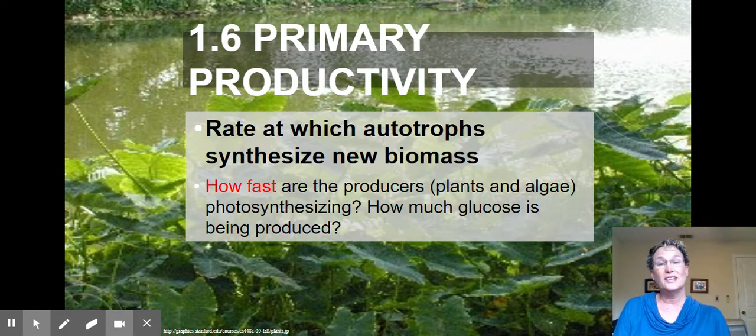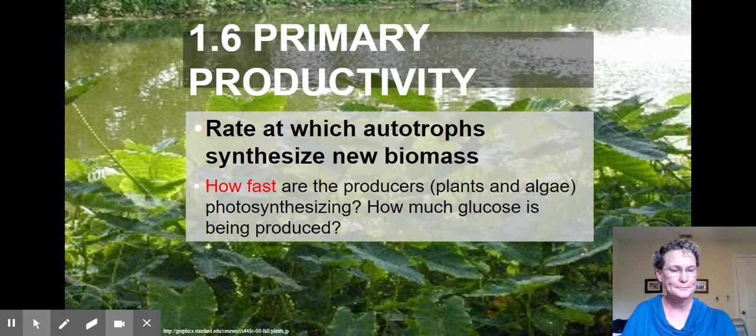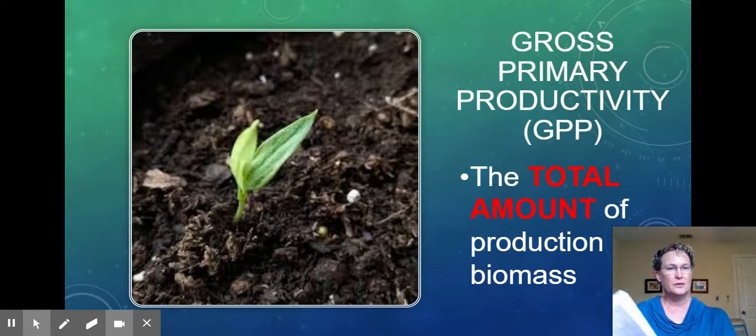Primary productivity is usually a rate, the rate at which the plants are producing biomass, using the energy from the sun to create organic molecules that the plant eaters, the herbivores, will eat. So it's a matter of how fast things are being produced. Our first definition is gross primary productivity, and this is the total amount of production of biomass.